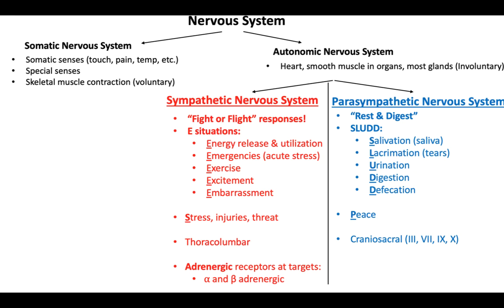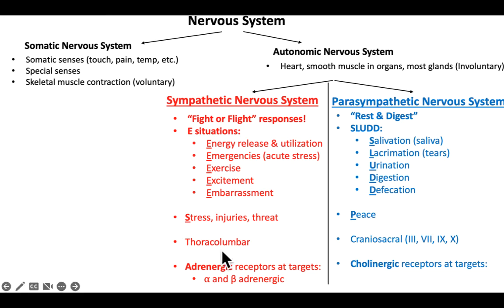So notice that one major difference between the two divisions is where the motor neurons come out of the CNS. It's basically totally opposite areas of your CNS. And then the target organs require different types of receptors. These receptors are called cholinergic receptors. So whereas adrenergic receptors are stimulated by epinephrine and norepinephrine, cholinergic receptors are stimulated by acetylcholine.